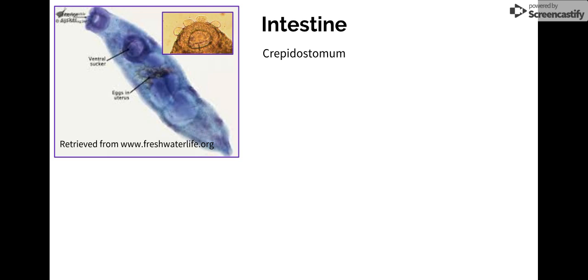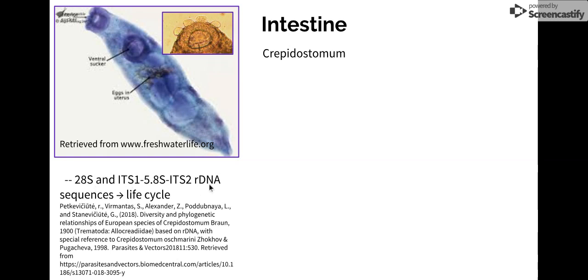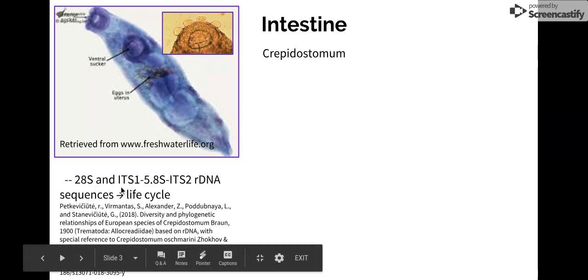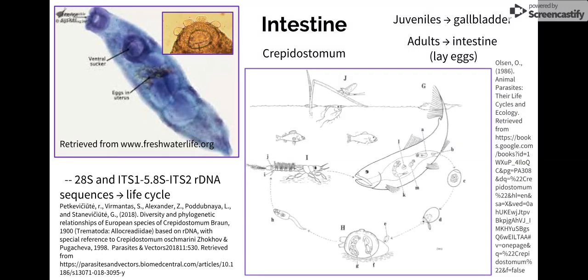For a long time, it was only able to be identified by the adult form until this rDNA sequence was discovered, and the cercariform and metacercarium form were able to be identified in different species. And it was discovered that the juveniles actually live in the gallbladder, and once they grow up, when they turn to an adult, they move to the intestines where they lay eggs, and the eggs can be pooped out by the fish, and the cycle can begin again.